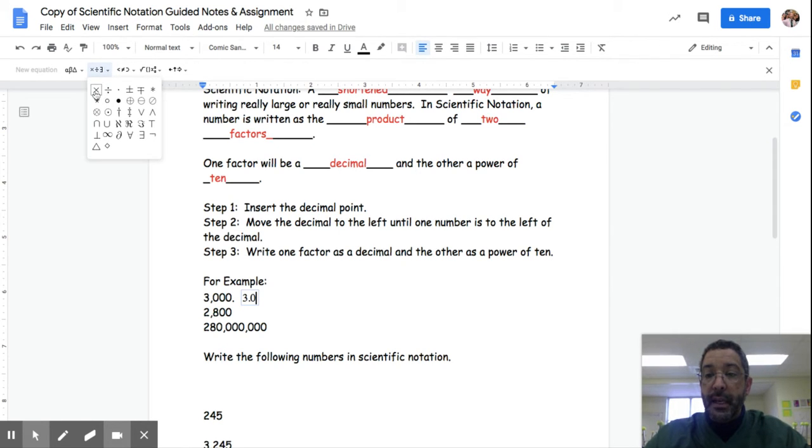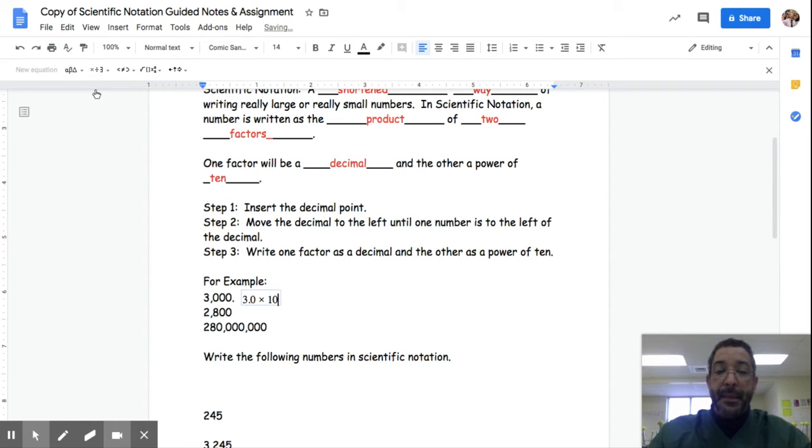Now, if you come right up here, you see where it says miscellaneous operations. You can click there and get the little multiplication symbol. So 3.0 times, and then I'm going to type the number 10, because remember, I'm writing one factor as a decimal, so here's my decimal, and the other factor as a power of 10. So there's 10. Then I'm going to use shift 6, like I did yesterday, to create an exponent. And then I'm going to type the exponent 3.